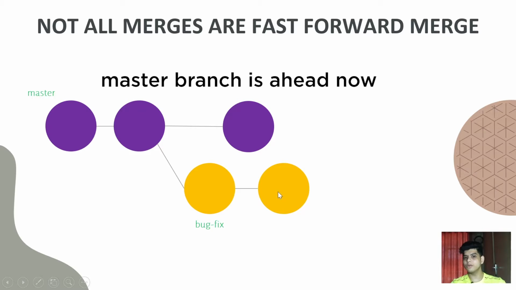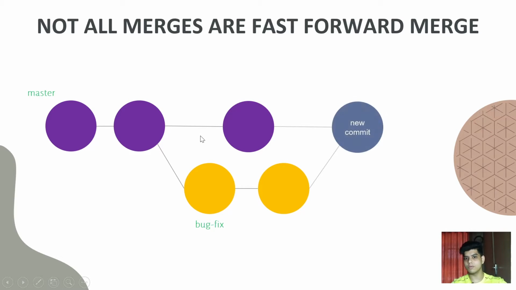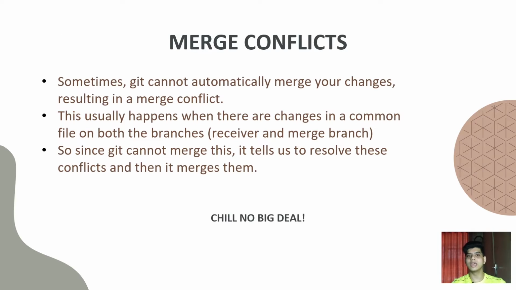Now when we try to merge this to the master, we might get a merge conflict, or we need to add a new commit. So how would this merge? It would basically add a new commit. So there are chances that there might be a merge conflict. So what is a merge conflict? It is basically when sometimes git cannot automatically merge your changes.